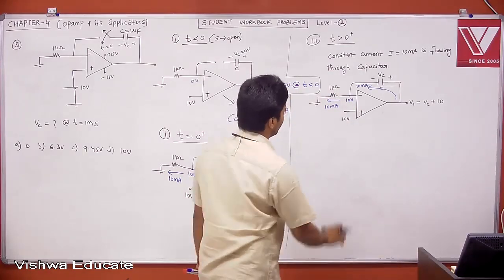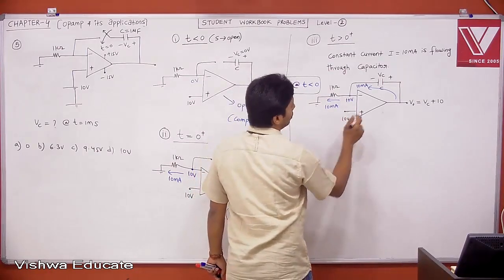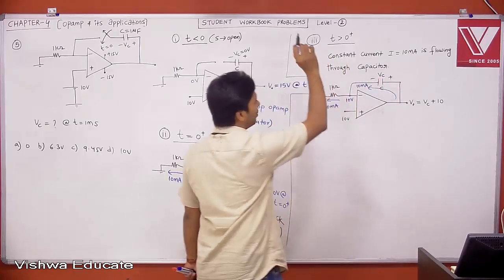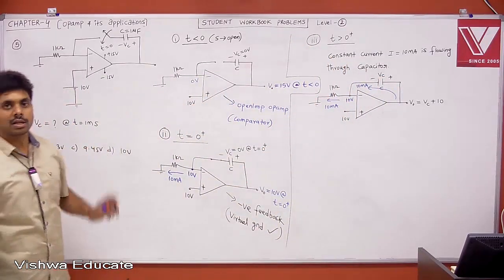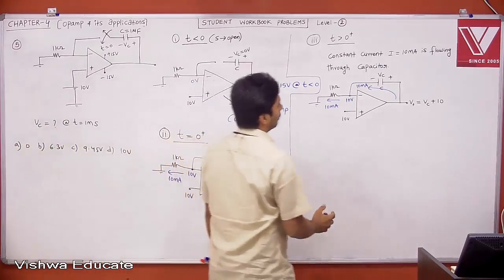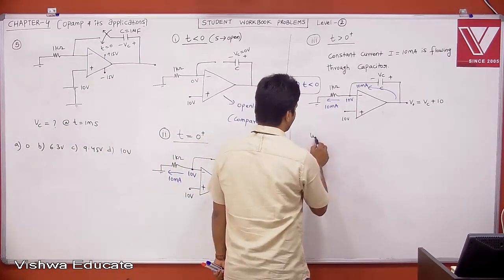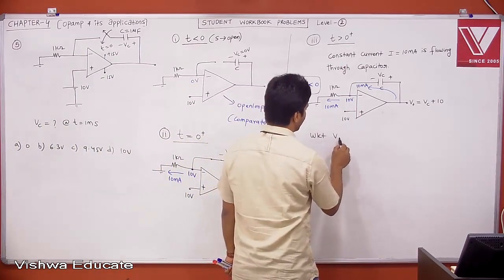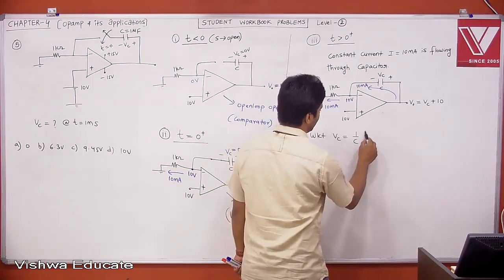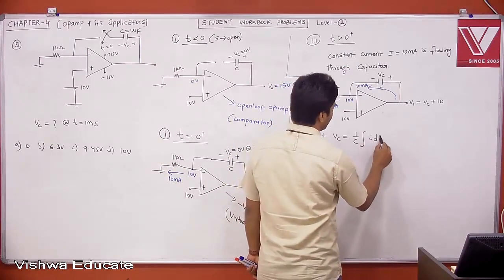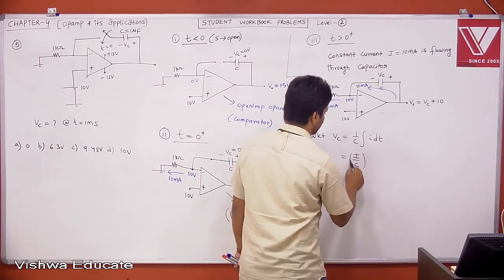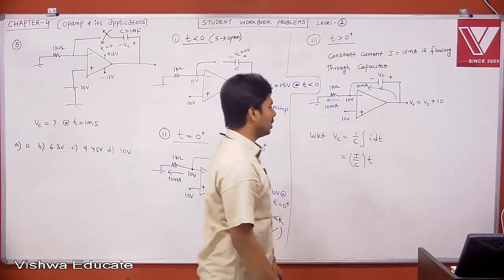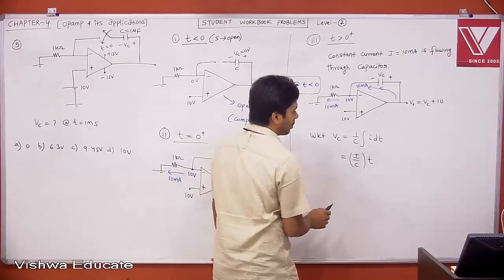Okay. Now we want to know what the voltage across the capacitor is the moment you close the switch, at a time t equal to 1 millisecond. We know the voltage across the capacitor is 1 by C integral I dt. We know I is constant, which is 10 milliampere. Therefore, it is I by C into T. This is your voltage across the capacitor.